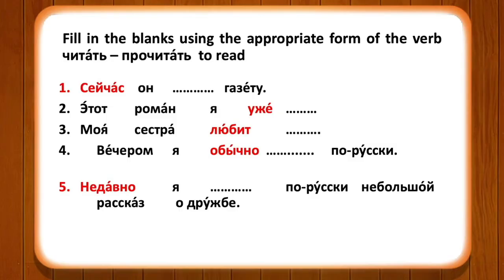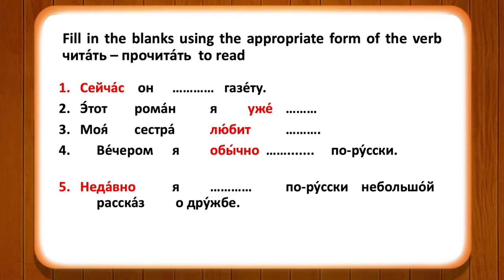Let us do some exercises to understand the use of the aspects, the perfective as well as the imperfective aspects. The exercise is to fill in the blanks using the appropriate form of the verb читать, прочитать. Читать, прочитать means to read. In the following sentences, let us try and use these verbs paying attention to the meaning of the aspect. In the first sentence, сейчас он dash газету.